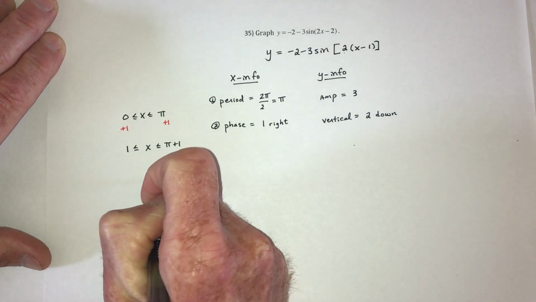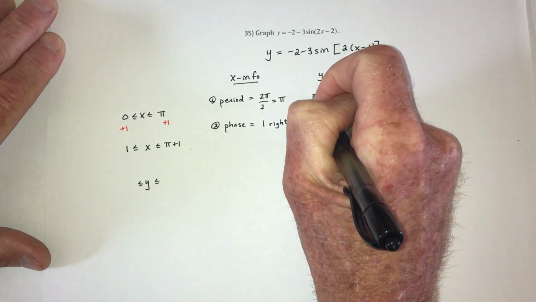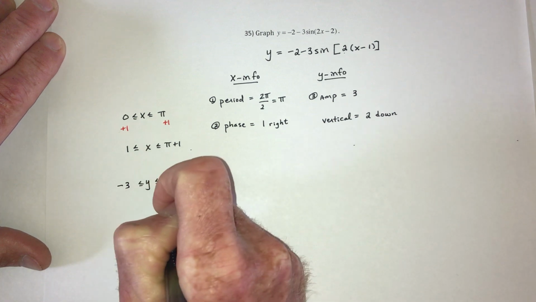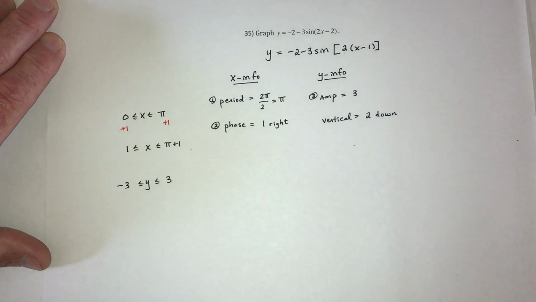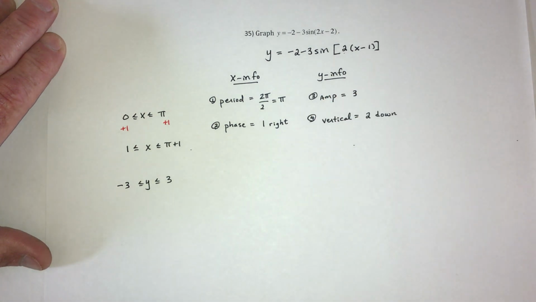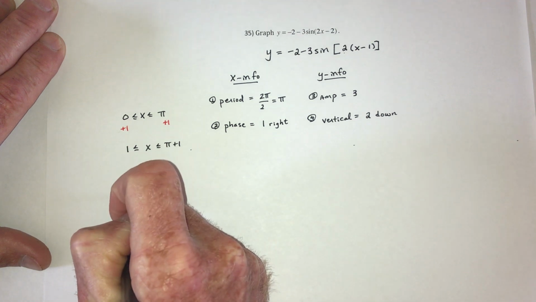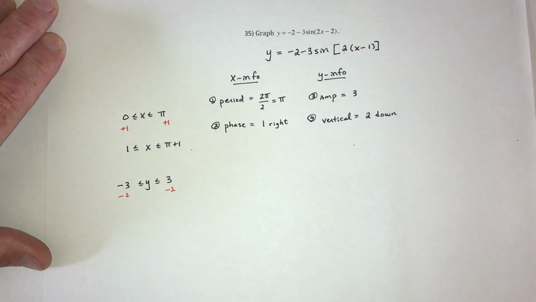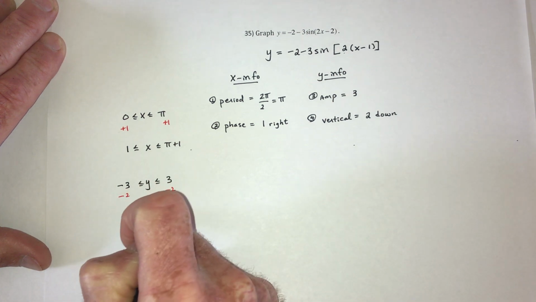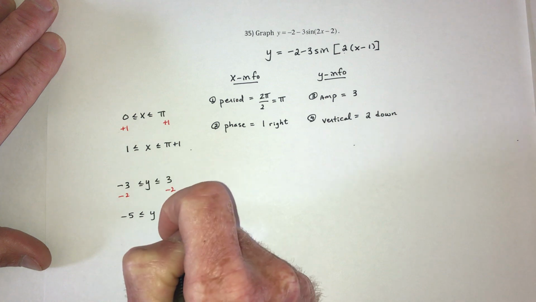Now for the y information. Because of the amplitude, that means it's going to range between -3 and +3. Then move that information down by 2. So subtract 2 and subtract 2. So the y's will be between -5 and 3 minus 2 is 1.